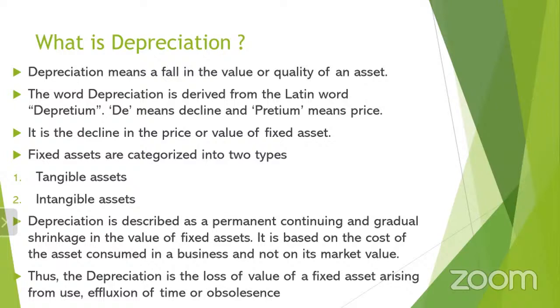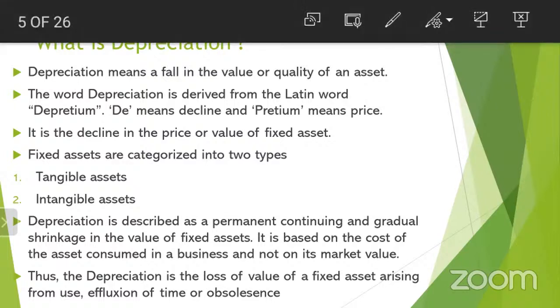Depreciation is described as a permanent, continuing, and gradual shrinkage in the value of fixed assets. It continuously and gradually decreases the value of the asset. It is based on the cost of the asset consumed in a business and not on its market value. Thus, depreciation is the loss of value of a fixed asset arising from use, effluxion of time, or obsolescence. As time passes, the value of the asset will slowly decrease.